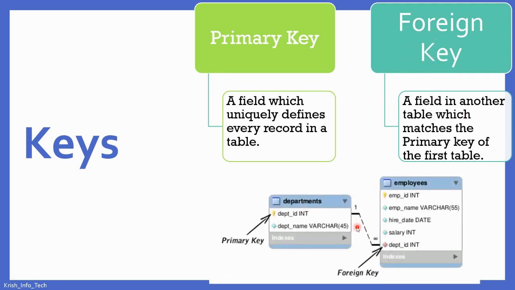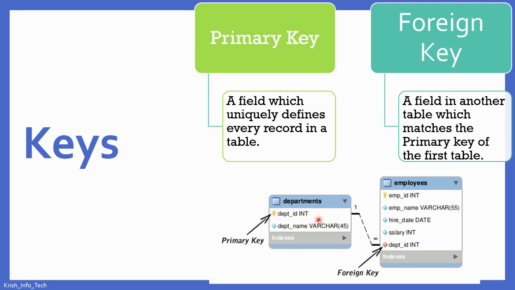I have two different tables over here, departments and employees. Under department, I have department ID, department name. Under the employee table, I have employee ID, employee name, hire date, salary, department ID. Now, in these two tables, department ID is the common one. So, I'm going to connect these two tables using this department ID. If you check the first table, it is shown as a primary key. Department ID is a primary key for the first table.